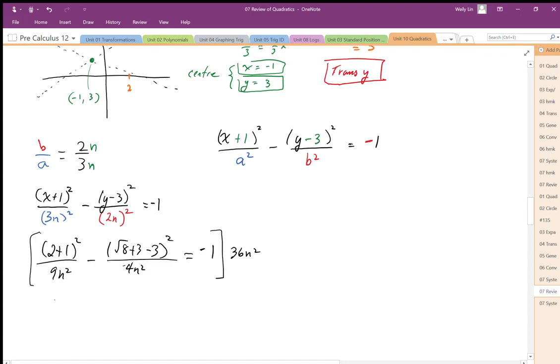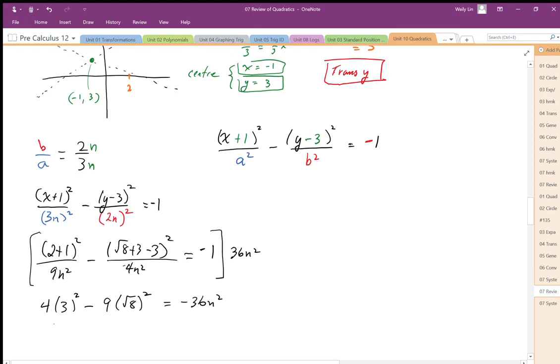So I have to redo this, because when I multiply by 36n squared, I'm left with 4. 36 over 9 is 4, and then I end up with 3 squared. I shouldn't skip so many steps. And then 36 over 4 is 9, and then I'm left with square root 8 squared, and that's going to be equal to my -36n squared. There we go. That looks a bit better.